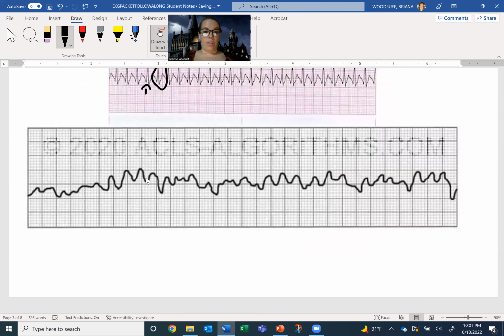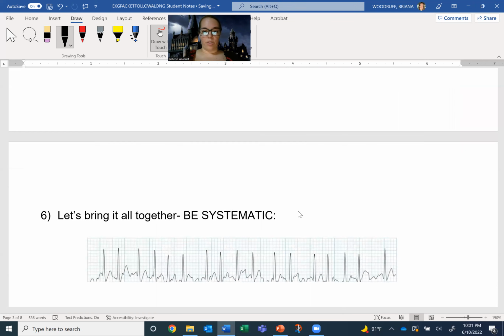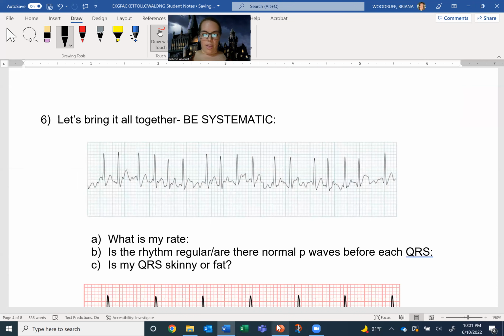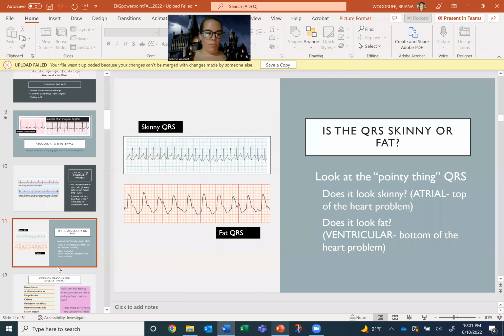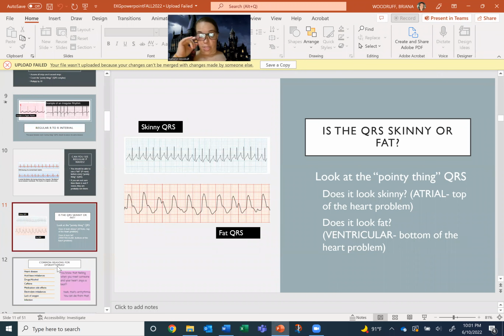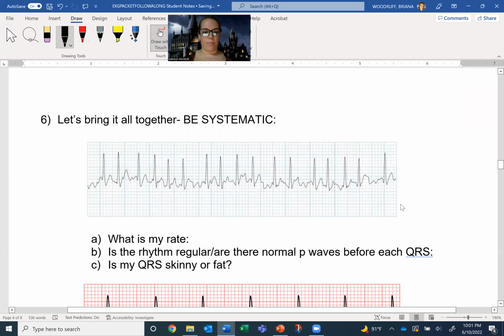And this one, Lord knows what's going on, but I can't even tell what's going on. So I'm going to say this is wide. Like there's nothing discernible there. Sorry. So maybe this was all just a bunch of garbage to you, but hopefully it brought some stuff together. So let's bring it all together now and be systematic.